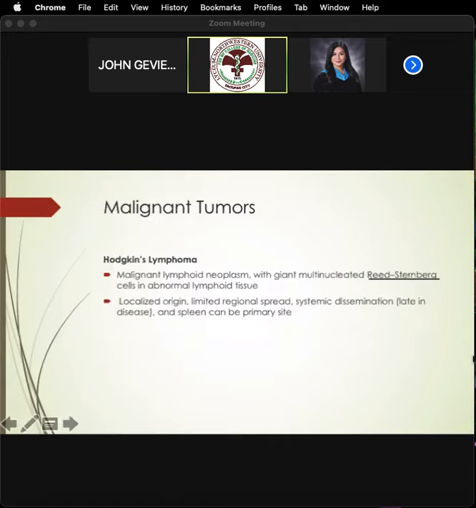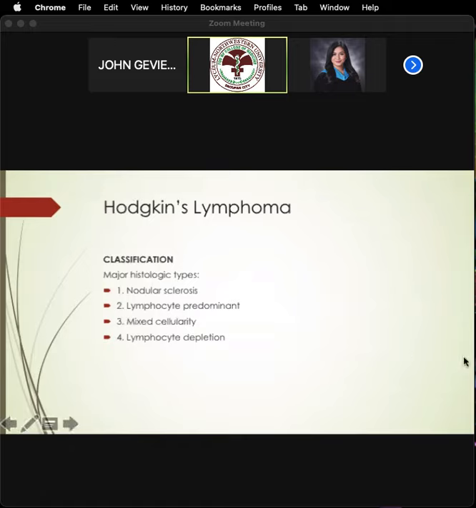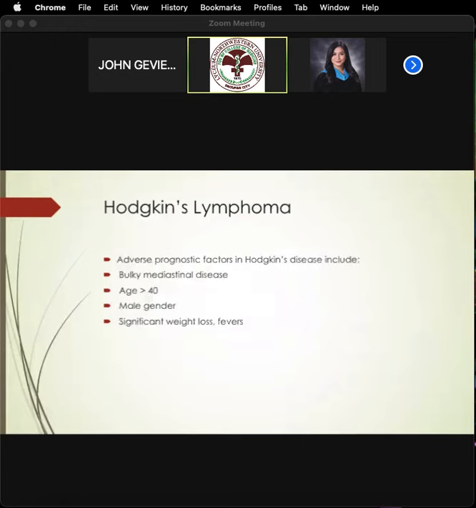Let's proceed with the malignant tumors of the spleen. First is Hodgkin's lymphoma, the hallmark of which is the giant multinucleated Reed-Sternberg cells if you see it under a microscope. Classifications: you have four major classifications: nodular lymphocyte predominant, mixed cellularity, or lymphocyte depletion. The adverse prognostic factors in Hodgkin's disease include a bulky mediastinal disease, age more than 40, male gender, and significant weight loss and fevers.